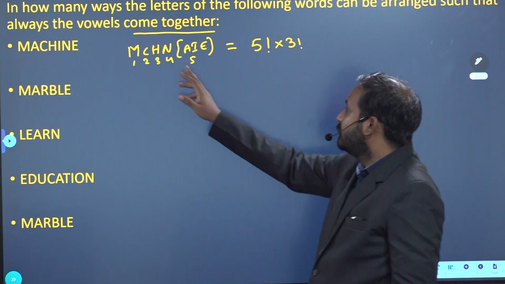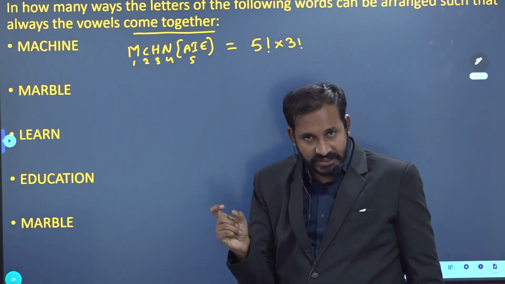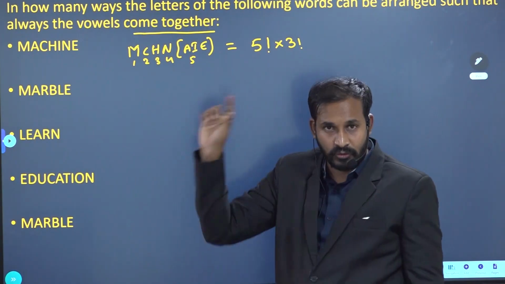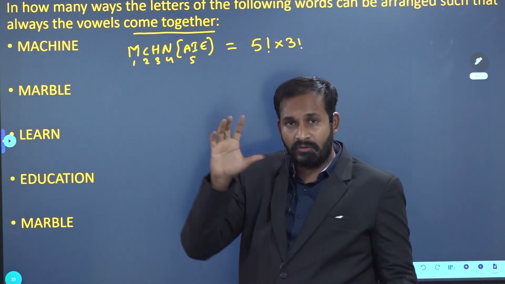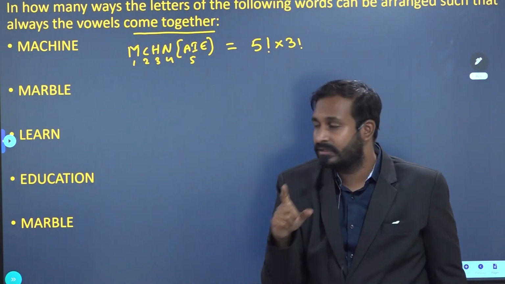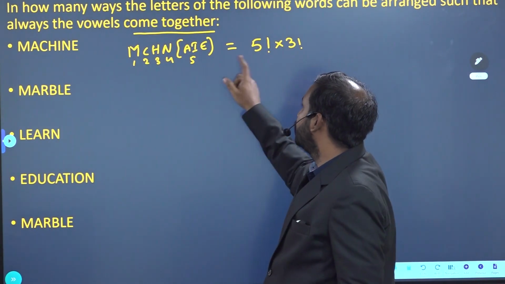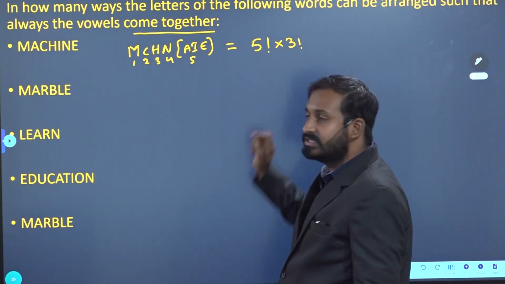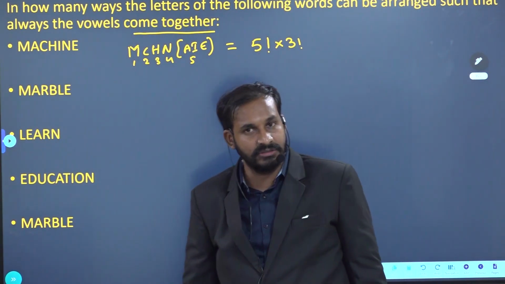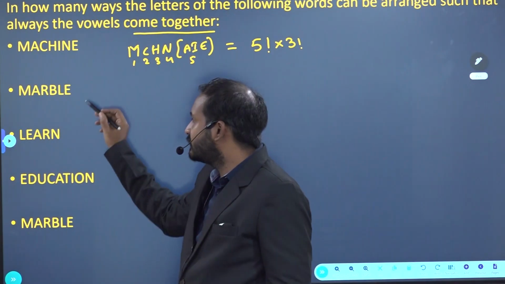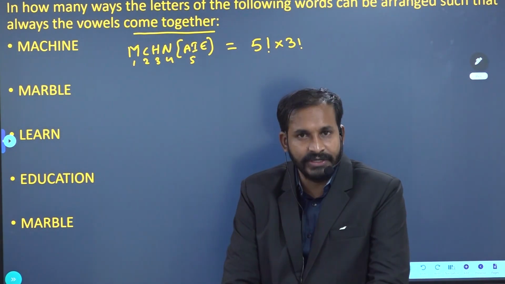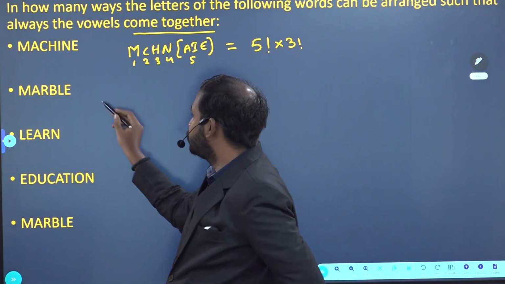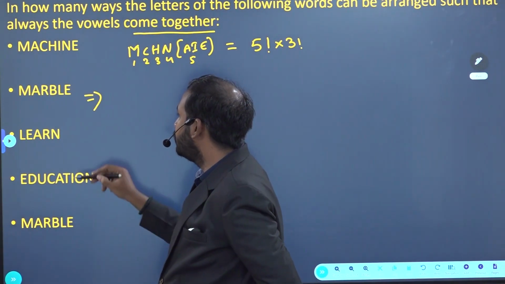Understood? So vowels I am taking as a group, and I am writing all the consonants first and vowels as a group. Now that vowel group I will consider as a single alphabet. So 1, 2, 3, 4, 5, they can be arranged in 5 factorial ways, and these vowels internally can be arranged in 3 factorial ways. Understood? Right. Now try to write the answer for these remaining things. Pause the video for a while and try to get the answers for this one. So when it comes to marble, what can you write for marble?